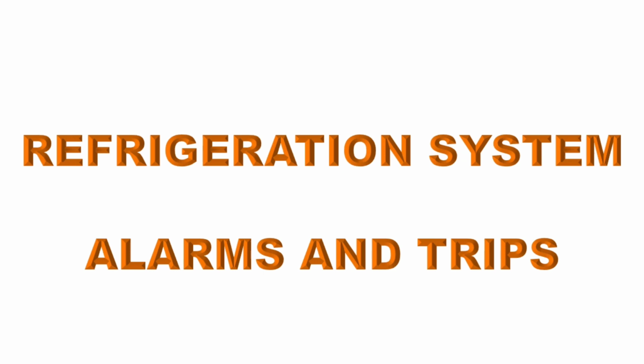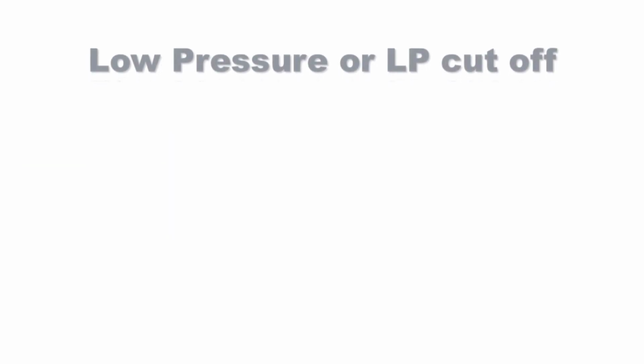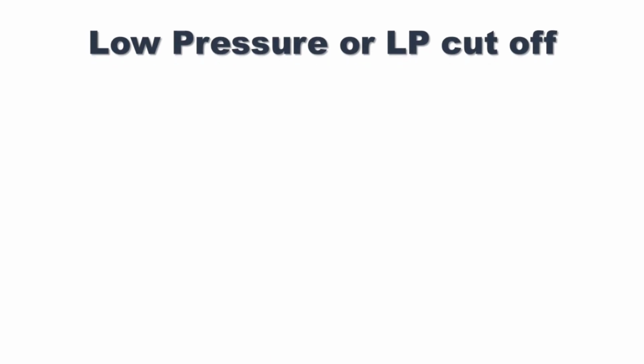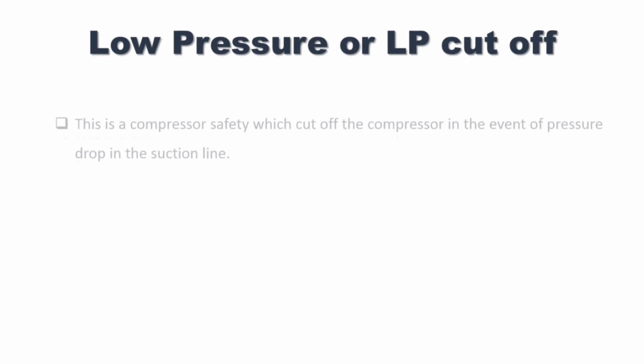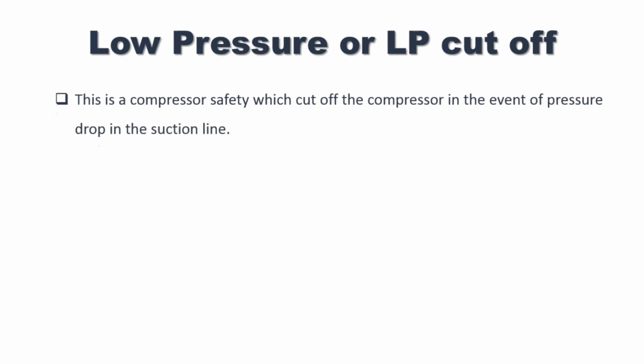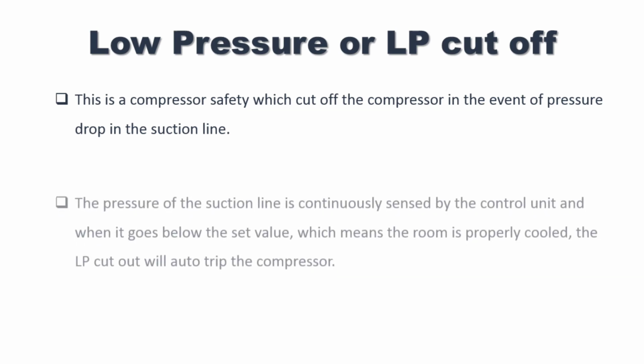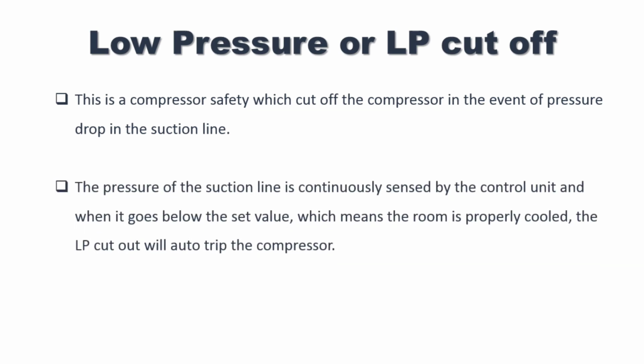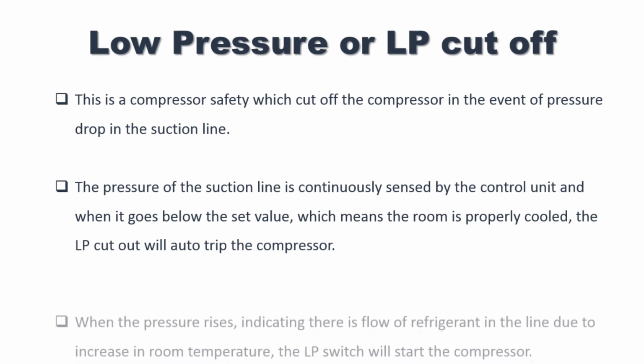There are some safety devices fitted in the refrigeration system of ships. Low pressure cutout or LP cutout. This is a compressor safety device that cuts off the compressor when there is a pressure drop in the suction pipe. This is set at the pressure corresponding to 5 degrees Celsius below the lowest expected evaporating gauge reading.